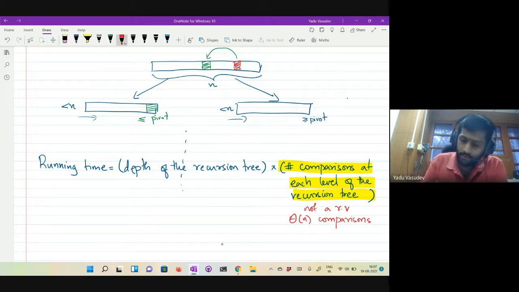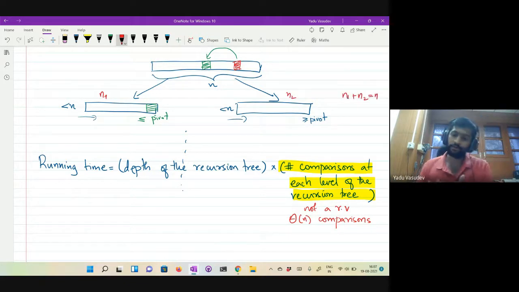Say this array has size n1 and this one has n2. You know that n1 plus n2 is equal to n, and you have to do n1 comparisons plus n2 comparisons, right? So no matter where you go, at every level of this tree, you're still doing something like theta n comparisons. If you add up everything, that's what I'm saying, right?